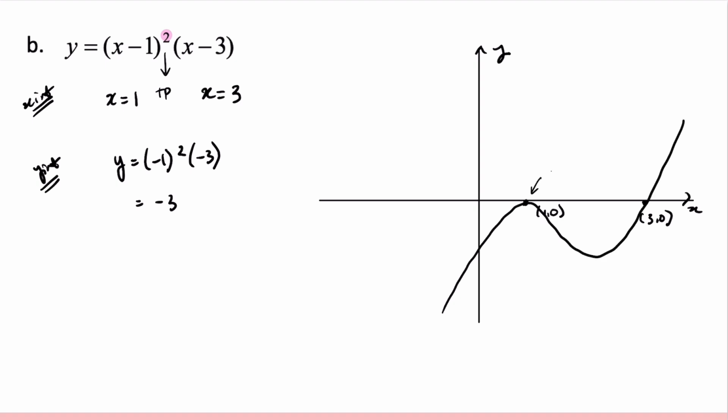Okay, so this point here is a turning point because that factor was squared. Okay, and that would be my y-intercept. Now, I've just drawn this here so that you know it's a turning point, but when you present your final answer, you obviously don't write that.